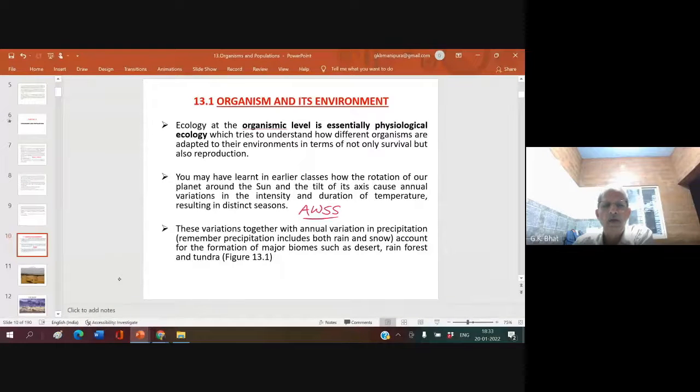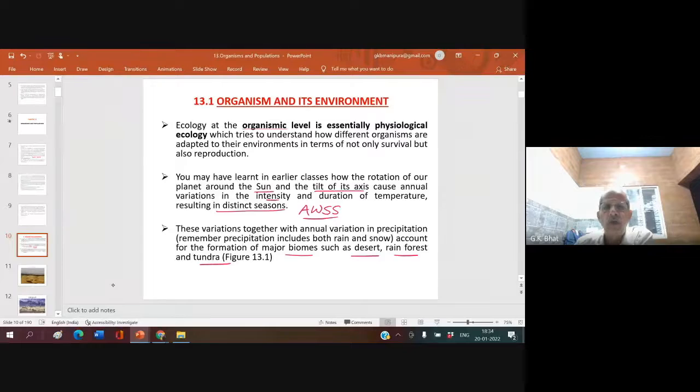Okay, right? So this, that is, the rotation of the planet Earth around the sun and the tilt of its axis, cause annual variation in intensity and duration of temperature resulting in distinct seasons. These variations, together with the annual variation in precipitation, account for the formation of major biomes such as the desert, rainforest, and the tundra.